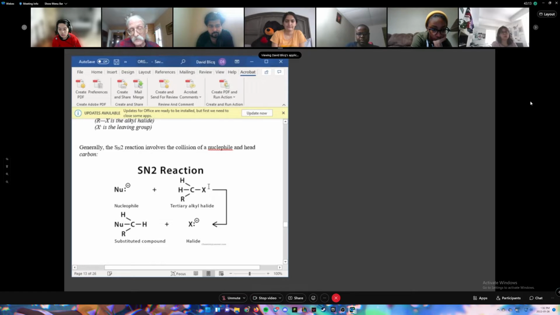And when it slams into here, this happy guy lets go. It's a happy, stable anion. It's a good leaving group. And instead of a hydrogen here, you've got the nucleophile. This slams into here. Now you've got a nucleophile there and the hydrogen there. You've replaced this guy with whatever that was. Two separate entities, this and that.